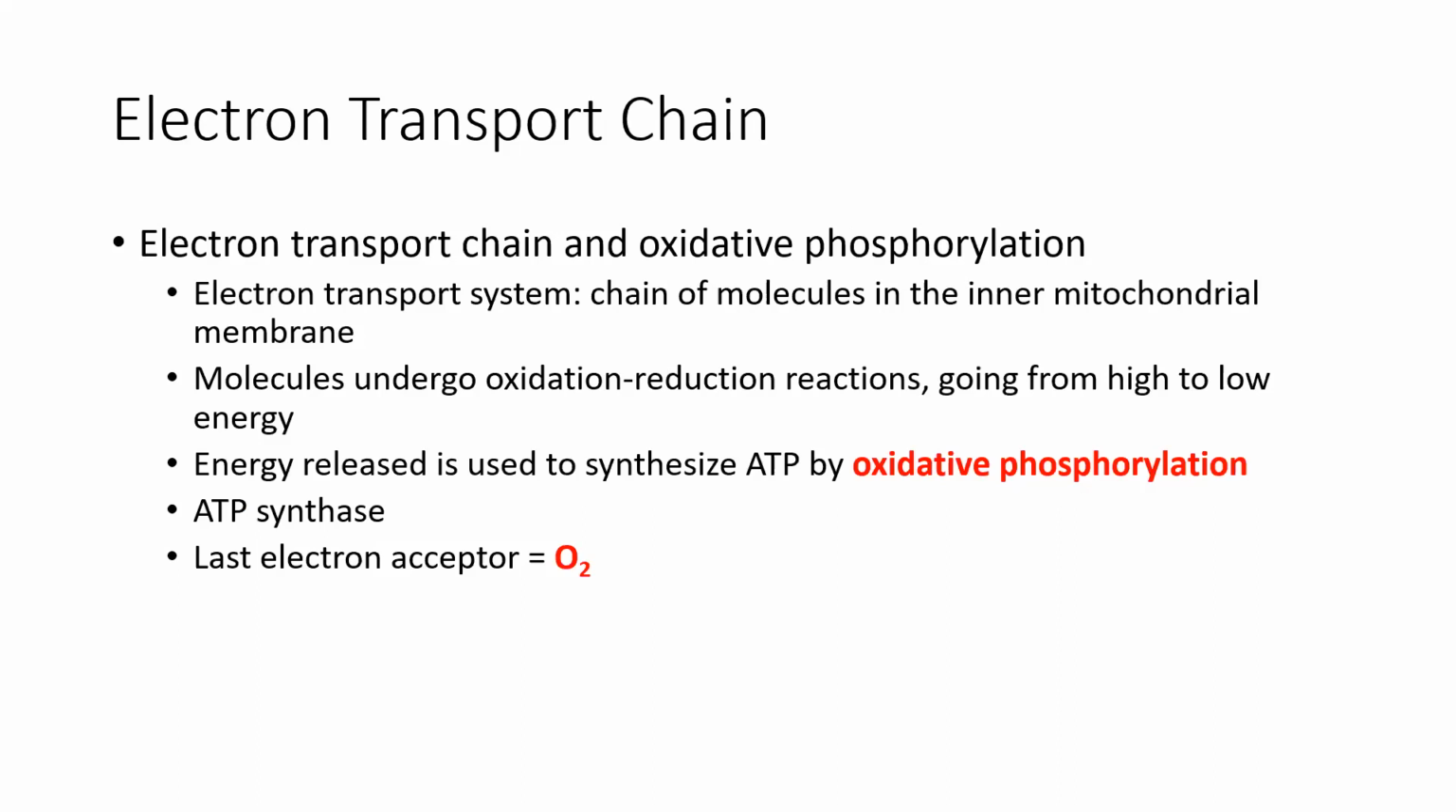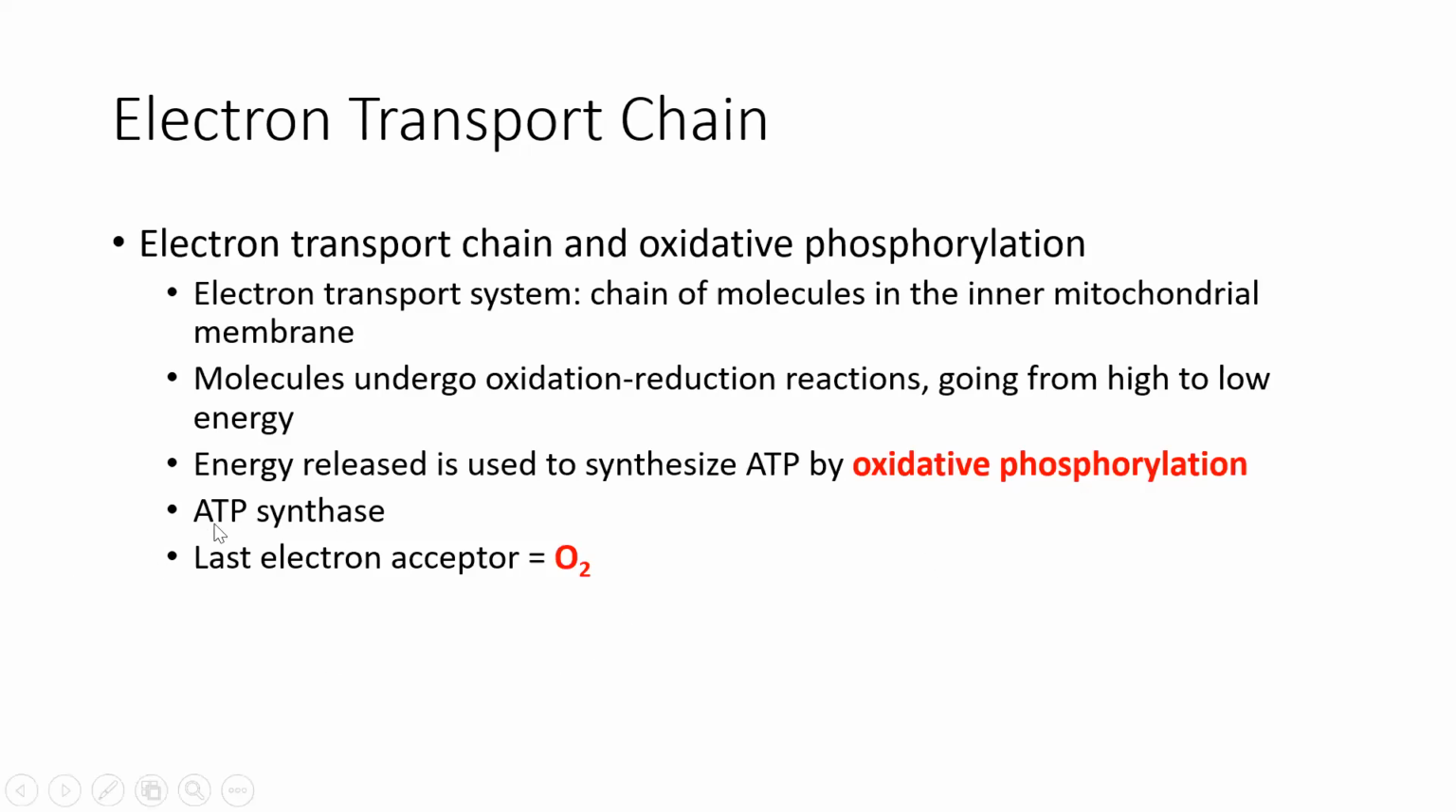Okay, the final complex in this chain of molecules that are in the mitochondrial membrane is called ATP synthase. And so ATP synthase is the actual molecule that makes ATP. It's the final complex that is going to then phosphorylate that ADP.